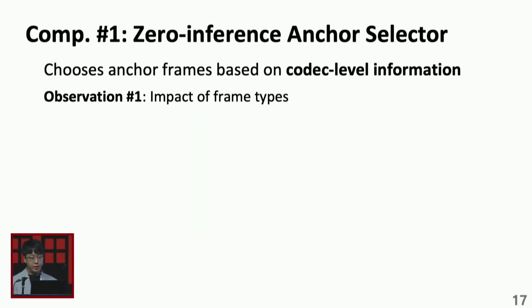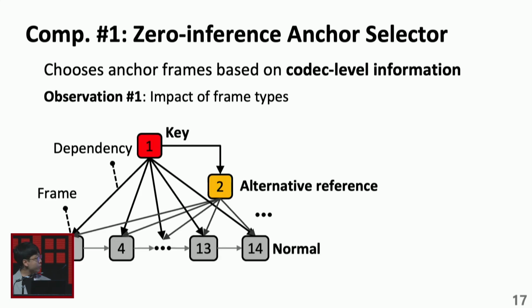Our zero-inference anchor selector chooses impactful anchor frames without any neural inferences. We enable this by leveraging a key observation that the benefit as an anchor frame critically depends on two types of codec information. First, frame type is a primary factor that determines such benefit. A compressed video consists of hierarchical structure frames, and they are a special type of frames that have a high degree of dependency to other frames.